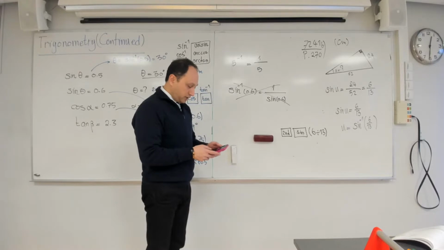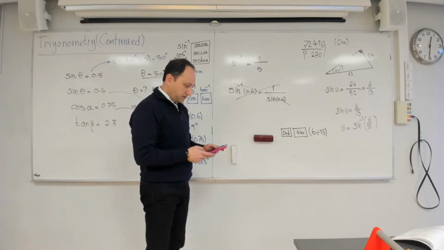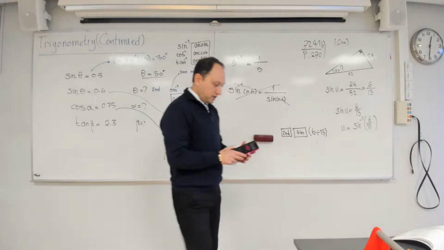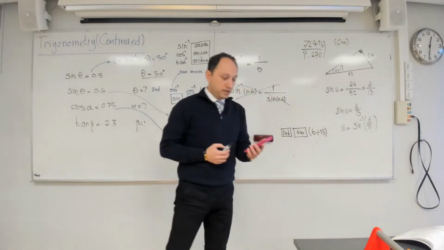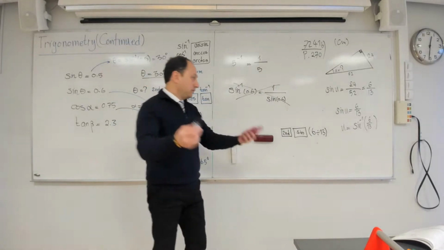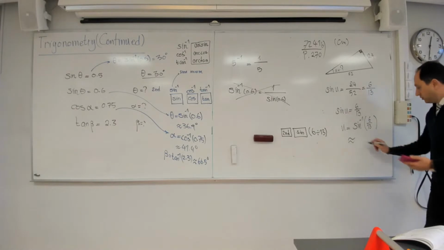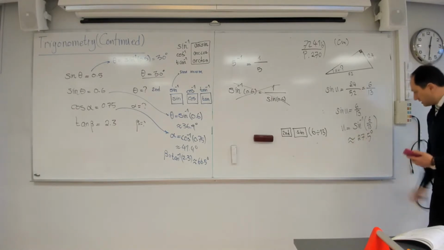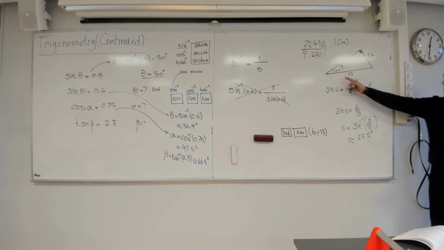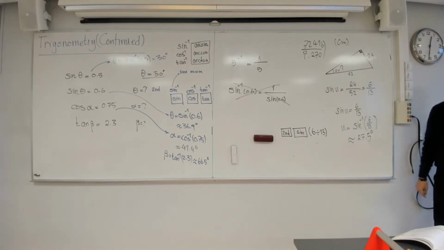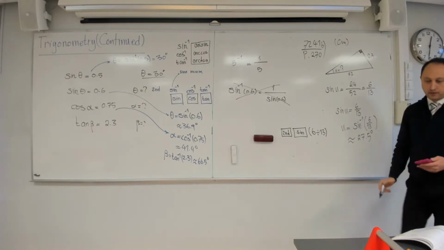So let me see. I press shift, and then I press the sine button. I open a pair of brackets, 6 divided by 13, brackets closed, and then equal. What I have calculated is 27.48. If I approximate this up to 1 decimal point, it is approximately 27.5 degrees. So this angle is approximately of this size.